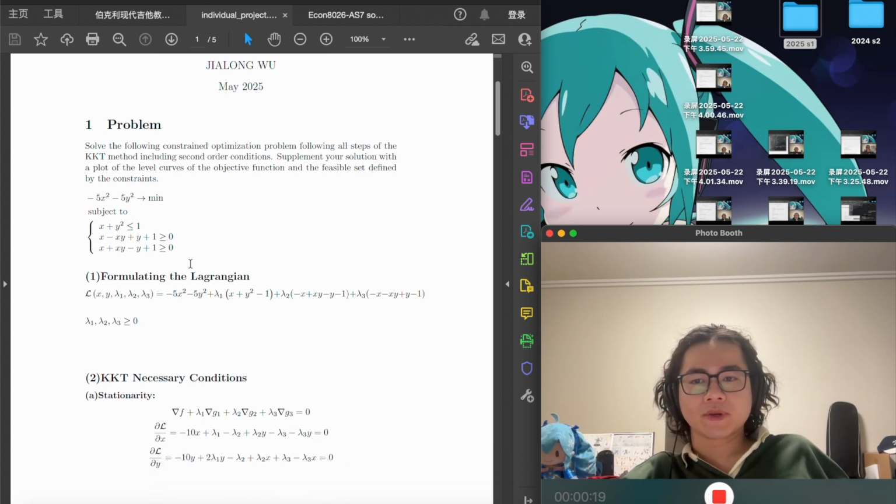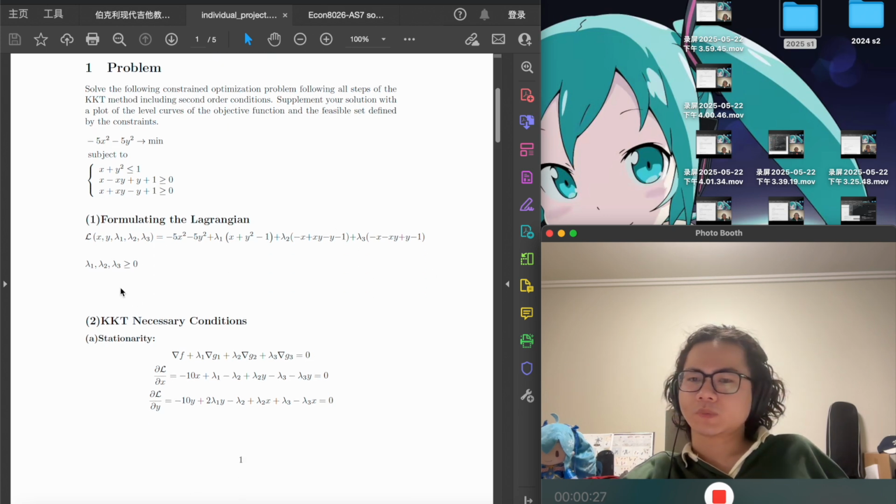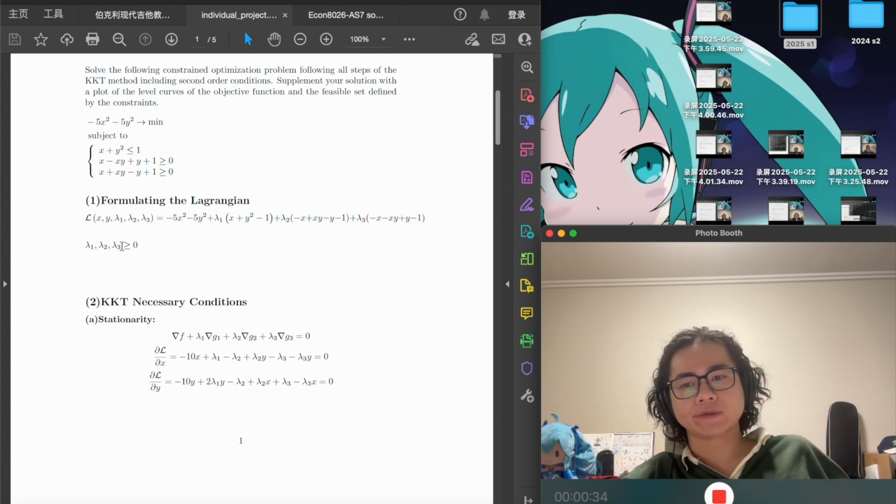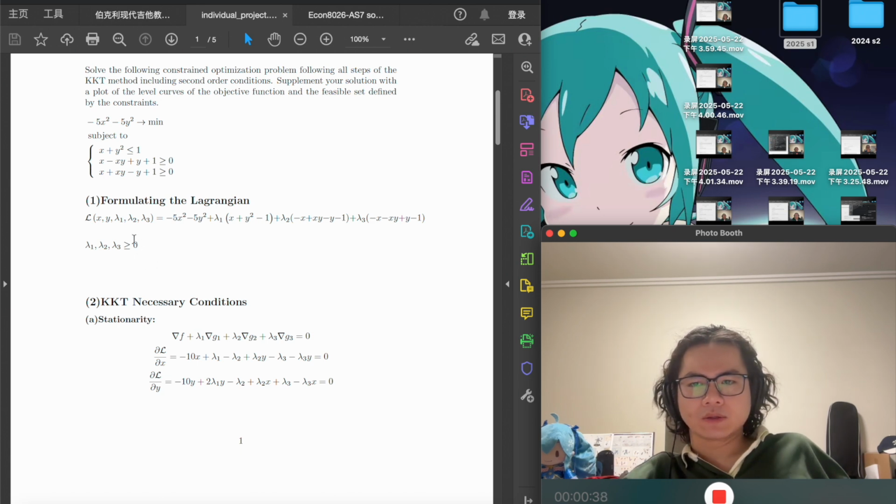First, we should formulate the Lagrangian function according to the objective function and these three constraints. One thing we should keep in mind is that multipliers 1, 2, 3 are all greater than or equal to 0, because in the KKT conditions, the Lagrangian multipliers associated with inequality constraints must be non-negative.